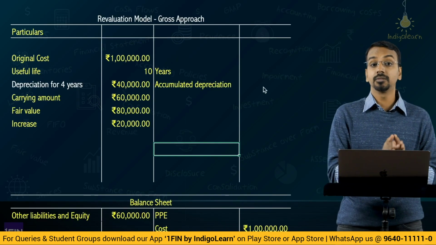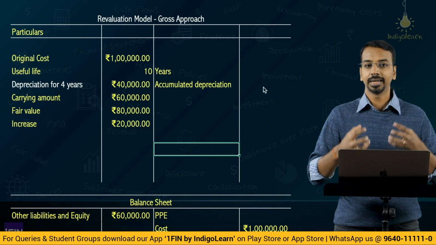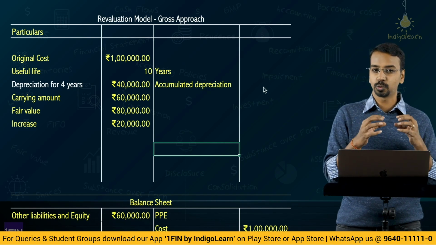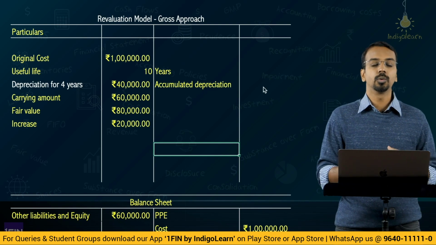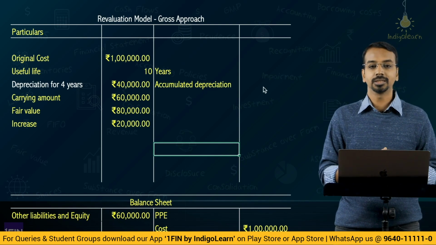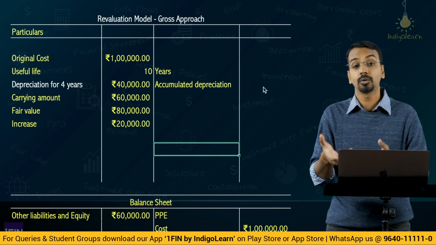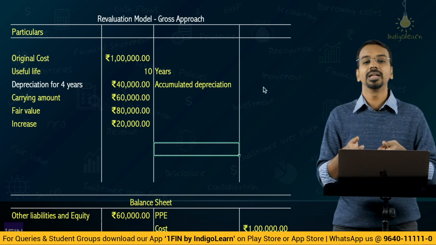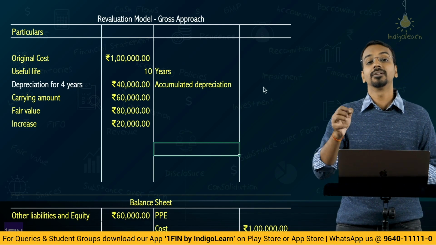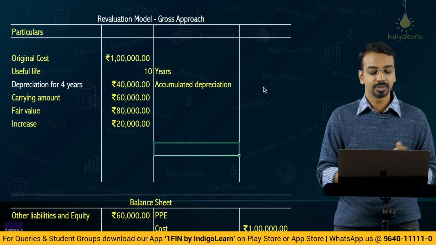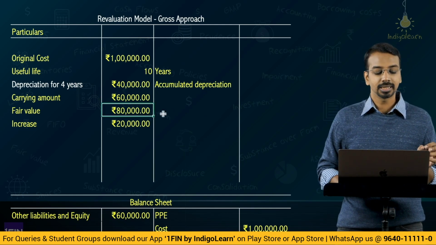Now, under the first method, we eliminated depreciation, right? So, we made accumulated depreciation 0 and then did the revaluation. Under the second method, we do not eliminate the depreciation, but we increase the gross amount of the asset as well as the accumulated depreciation proportionately to bring the asset value to the fair value. Now, what do I mean by that? See, the fair value of that asset is 80,000.